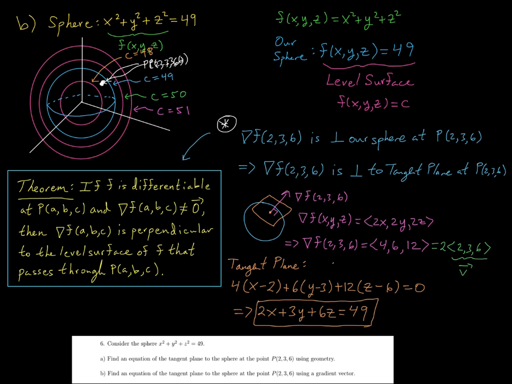Now, in the next video, which will be our last for this section, we'll show how we can use this theorem to write down the equation of a tangent plane for any surface that's implicitly defined. In other words, z is not solved for in this equation, and that'll lead us to a nice result for surfaces of that form.